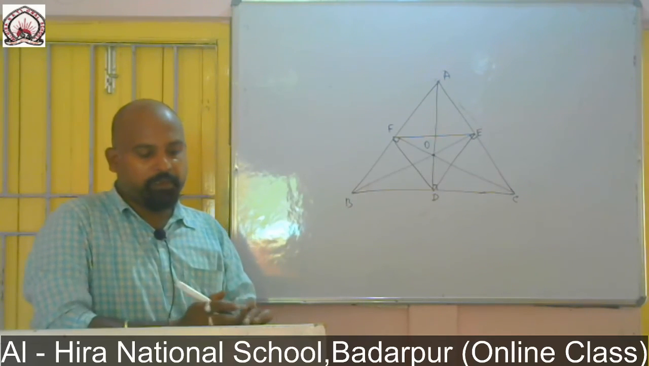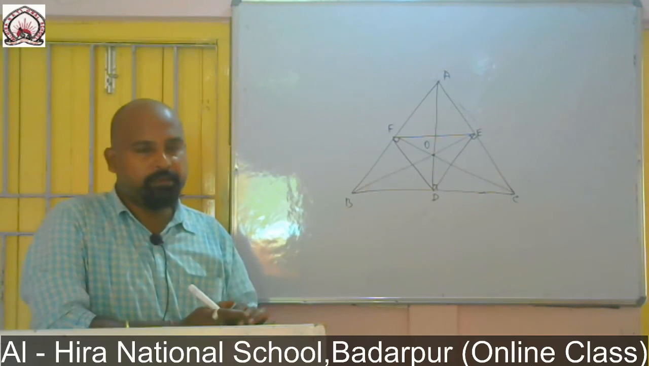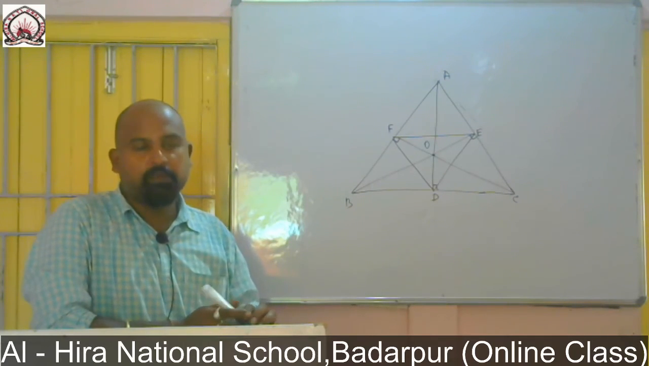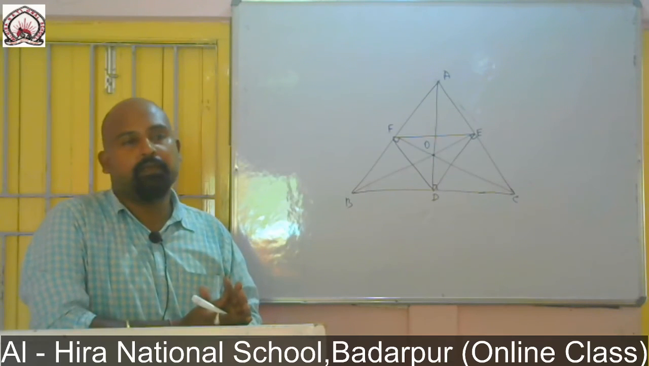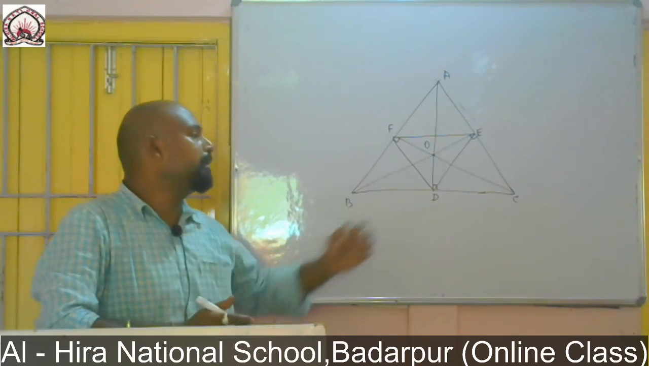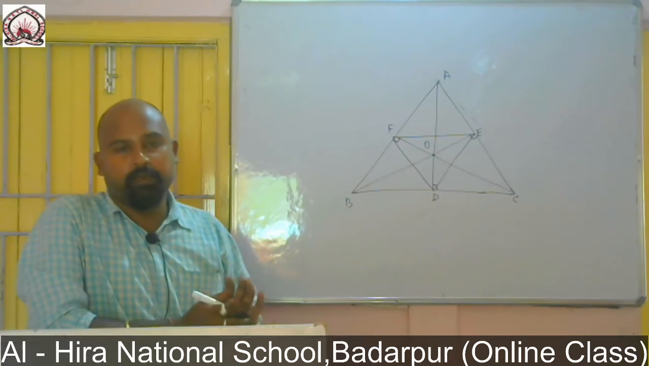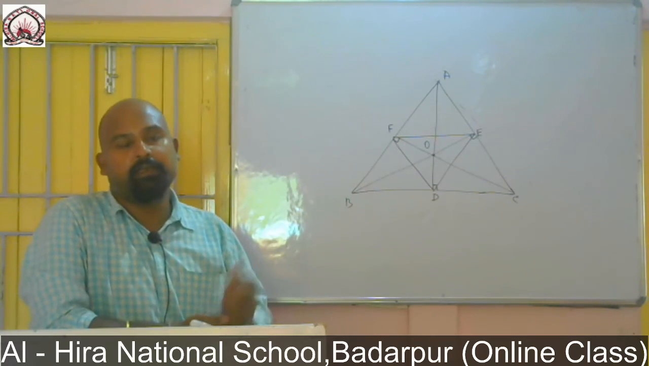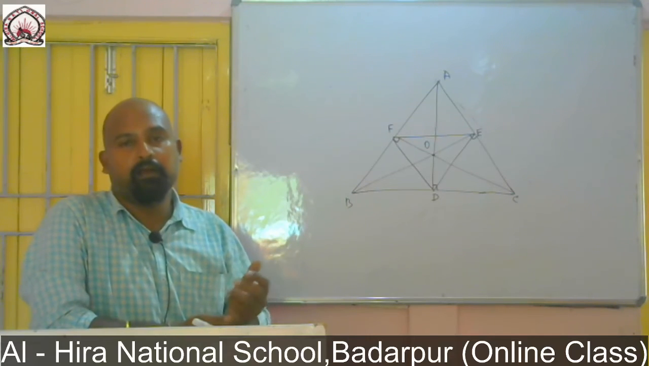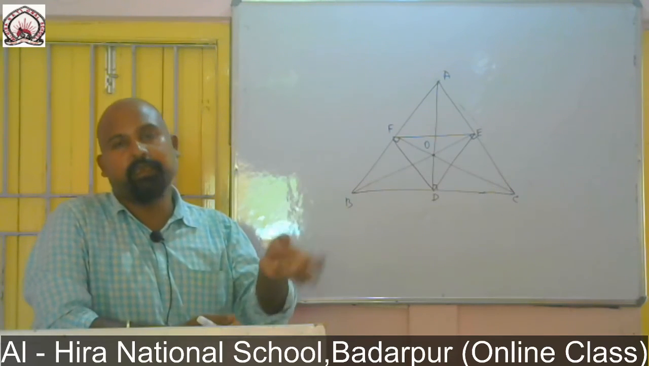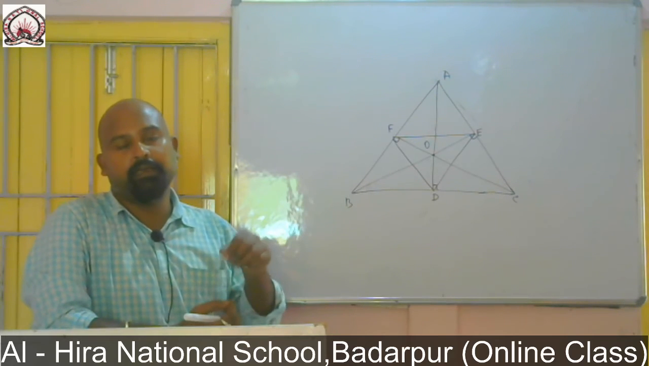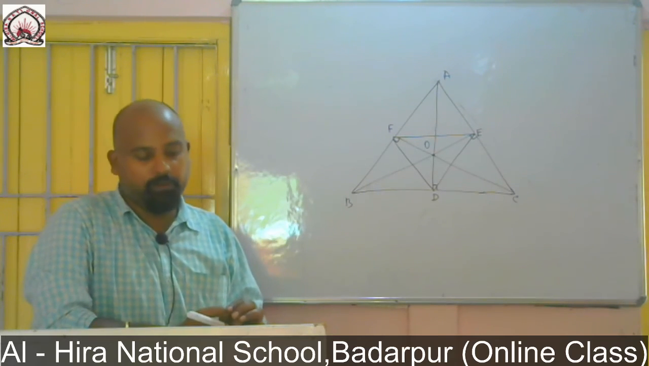Now we know that the orthocenter and the centroid of an equilateral triangle coincide. So as ABC is an equilateral triangle, the orthocenter as well as the centroid of the triangle coincide. They are the same point.